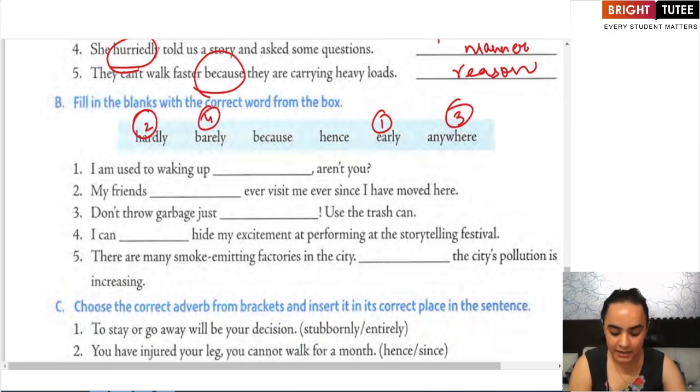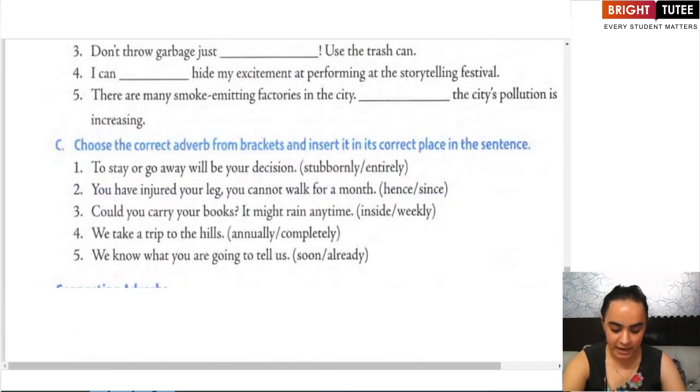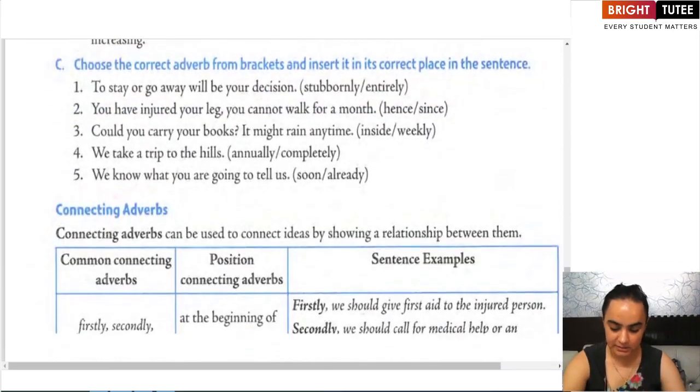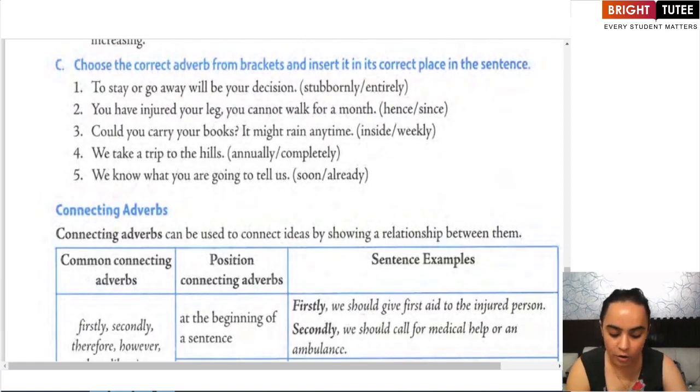There are many smoke emitting factories in the city. Hence, the city's pollution is increasing. Choose the correct adverb from the bracket. To stay or go will be your decision. So to stay or go will be entirely your decision. You have injured your leg, hence you cannot walk.